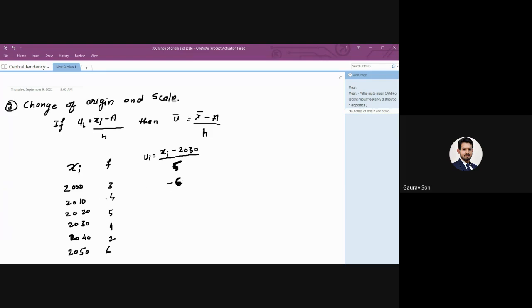Then for the second one, 2010 minus 2030 is minus 20, this will become minus 4. 2020 minus 2030 is minus 10, so this will become minus 2. The next entry will be 0. The next entry will be 2, and this is 4. Look, finding the mean using these two columns is now very much easier than it was earlier. Am I right?